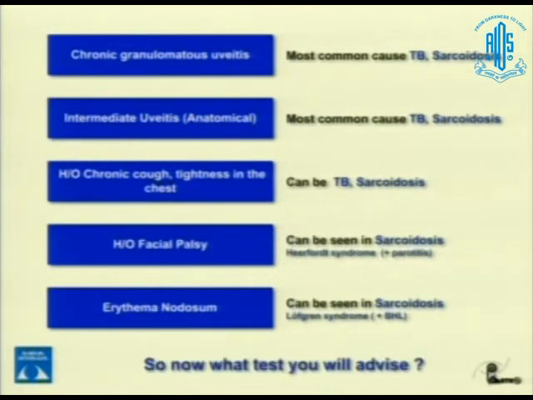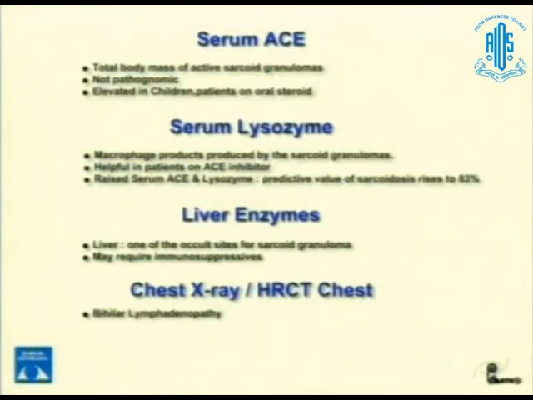So now what test will you advise? We'll straight away go for serum ACE and lysozyme, which will give an idea about the macrophage load. Liver enzymes. Why liver enzymes? Because the liver is one of the occult sites of sarcoid nodule involvement. Also, sometimes this kind of patient with recurrent inflammation may require immunosuppressives in a later phase. So it's better to do liver enzymes. We'll do a chest X-ray, though nowadays HRCT is preferred.